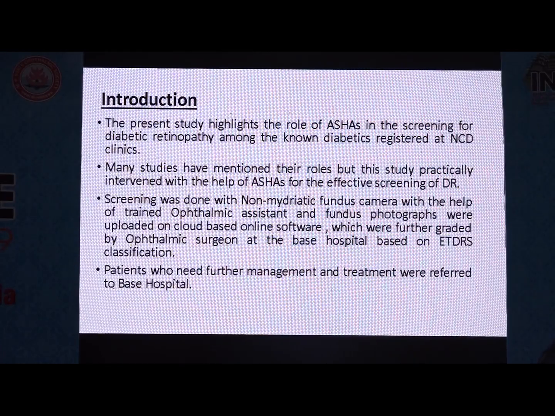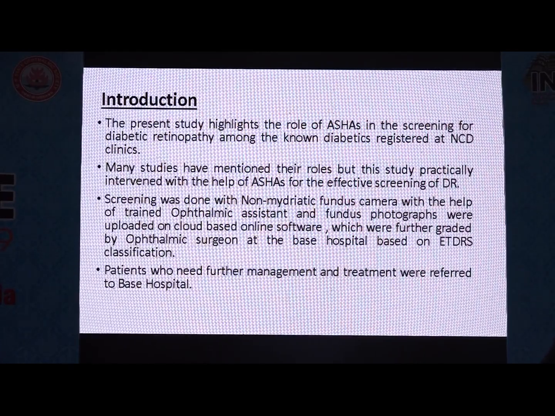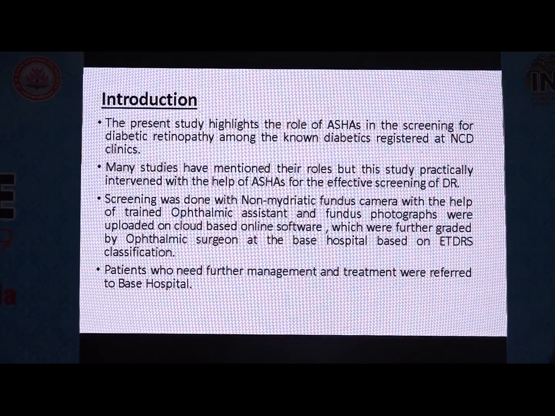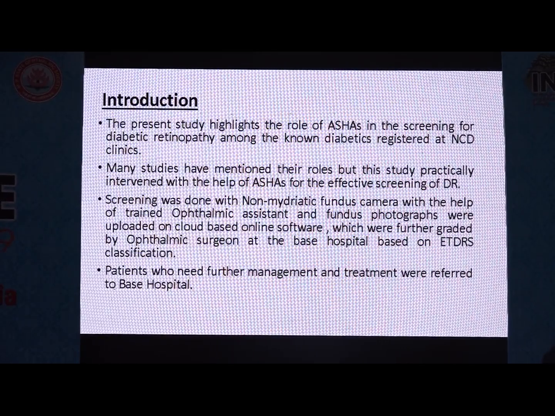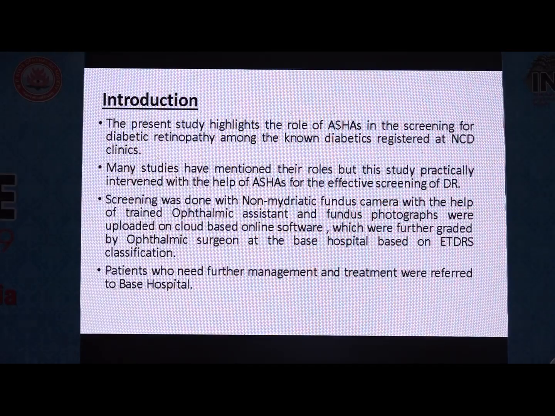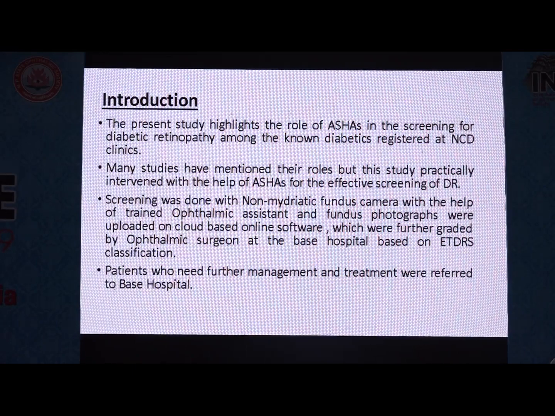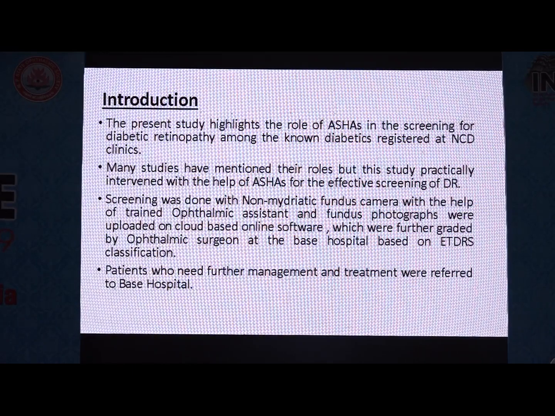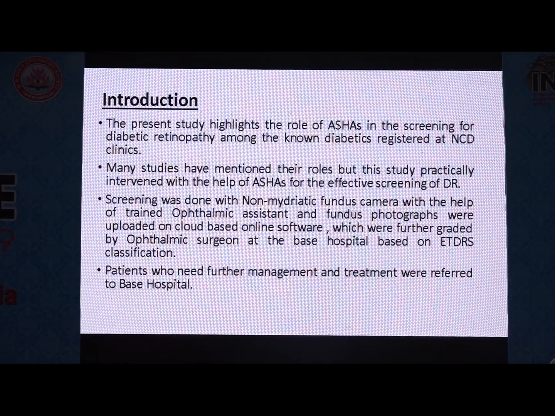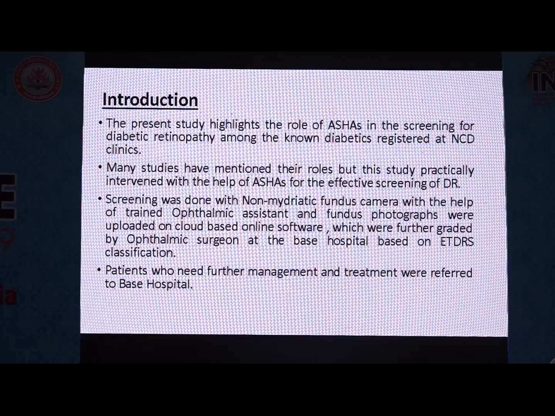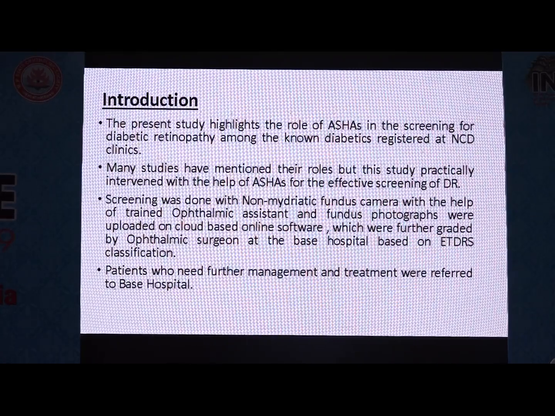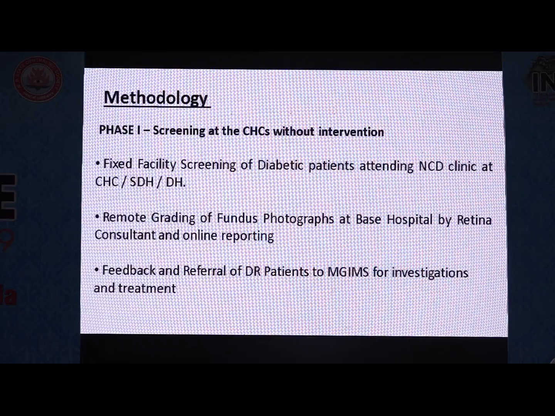Basically, the present study highlights the role of ASHA in screening for diabetic retinopathy. Many studies have mentioned their role, but in this study we practically intervened with the help of ASHAs for effective screening. Screening was done with a non-mydriatic fundus camera by trained ophthalmic assistants, and fundus photographs were uploaded to online software, which were graded by an ophthalmic surgeon at the base hospital on the ETDRS classification. Patients who needed further management were referred to the base hospital.